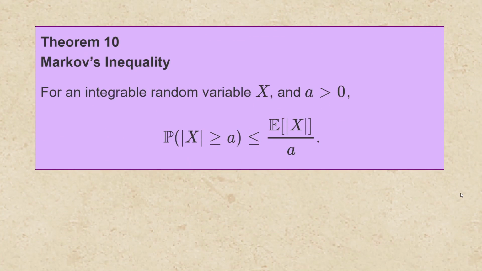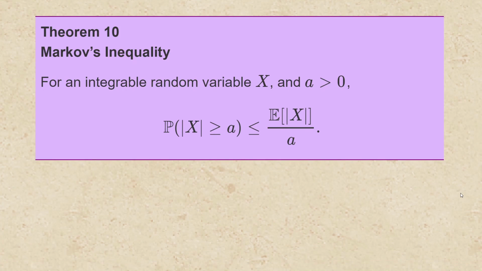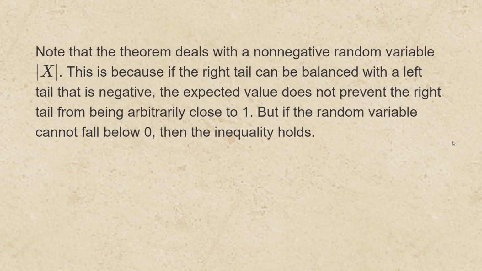Markov's inequality says that for an integrable random variable X and a greater than 0, the probability that the absolute value of X is greater than or equal to a is at most the mean of the absolute value of X divided by a. Note that the theorem deals with a non-negative random variable, the absolute value of X. This is because if the right tail can be balanced with the left tail that is negative, the expected value does not prevent the right tail from being arbitrarily close to 1. But if the random variable cannot fall below 0, then the inequality holds.